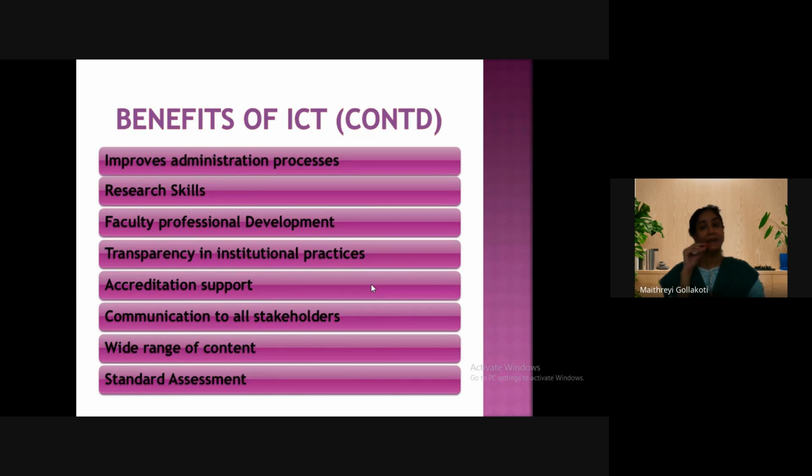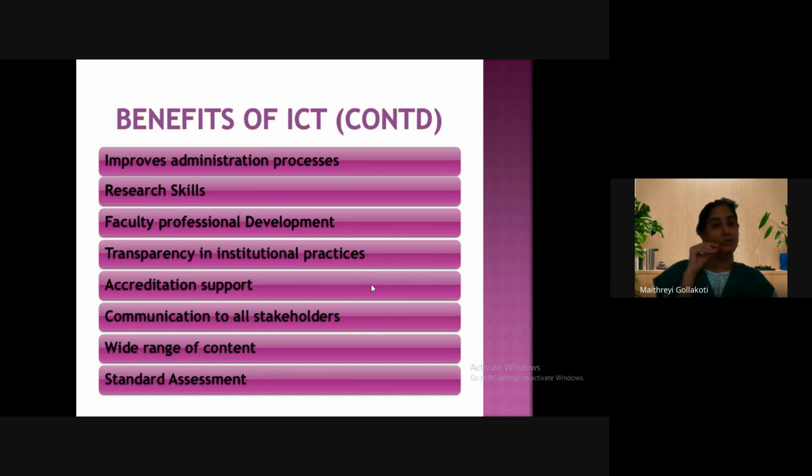And next, for accreditation, for NAAC and all the other accreditations, this ICT is very helpful because whenever we make a file, we can copy it digitally, we can transmit it, and we can keep improvising on it. It will help us to improve ourselves. It will help us to improve the quality of our institutions.